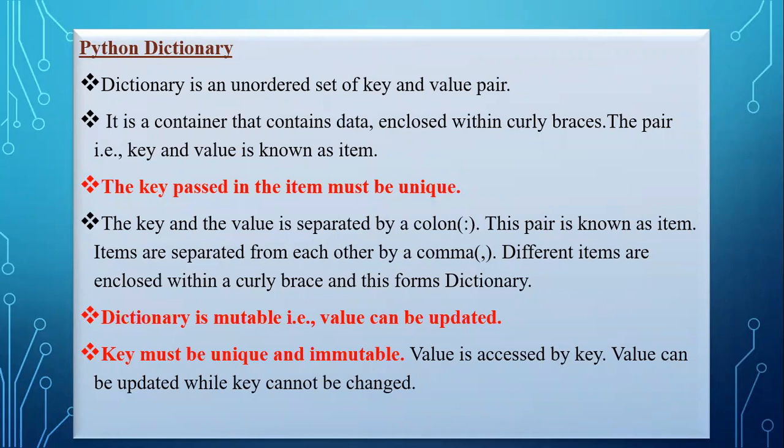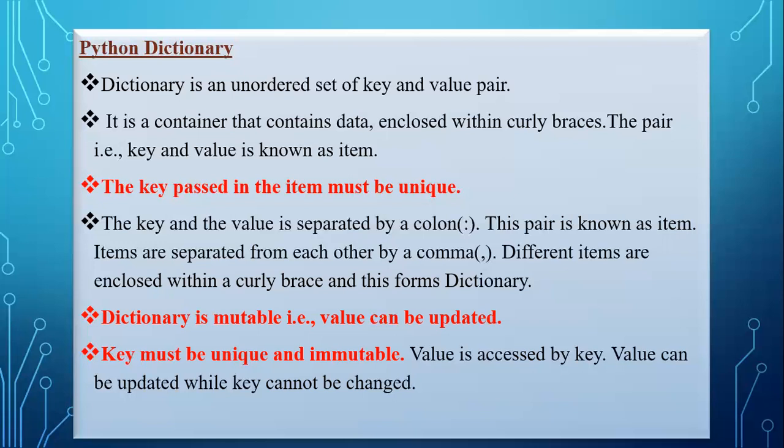Key is not able to change once I create it, but the value for the key can be updated. Okay, that is again an important point. The key and value are separated using a colon symbol. We have to identify which is the key and which is the value for the key, that we are separating using a symbol, what? Colon. This pair is known as an item. Each item is separated from each other by a comma. Different items are enclosed within curly braces and this forms your dictionary data type.